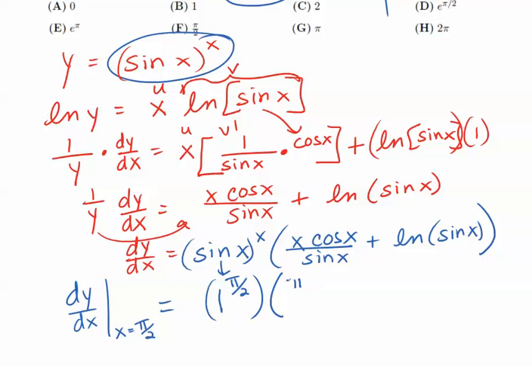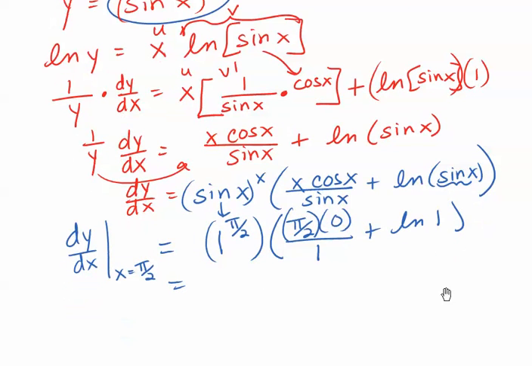And then we have our pi over 2. The cosine of pi over 2 is 0. The sine of pi over 2 is 1, so we have the natural log of 1. So we're getting there. 1 to any power is still 1, and this first term is 0, and what's the natural log of 1? So e to what power produces 1? That would be a 0 also.